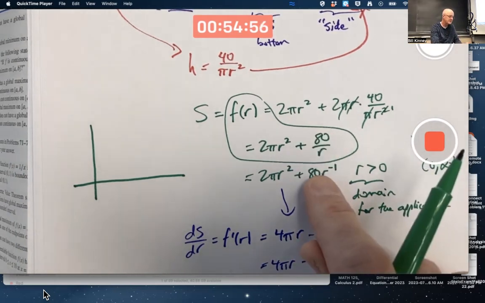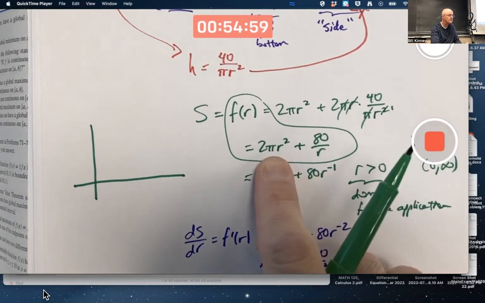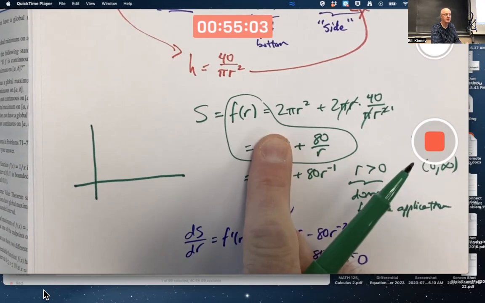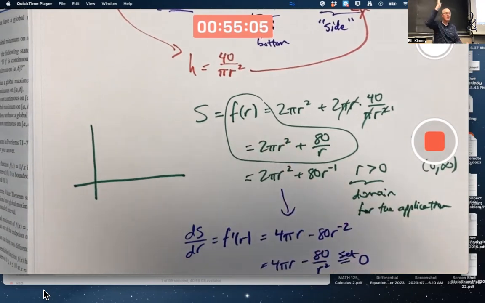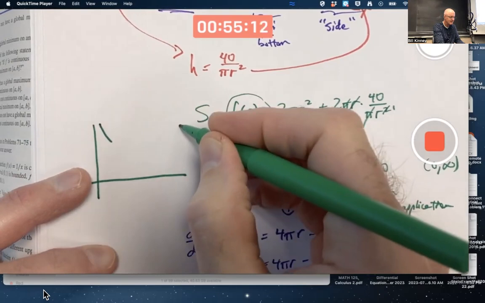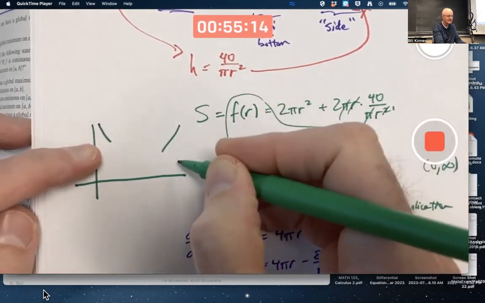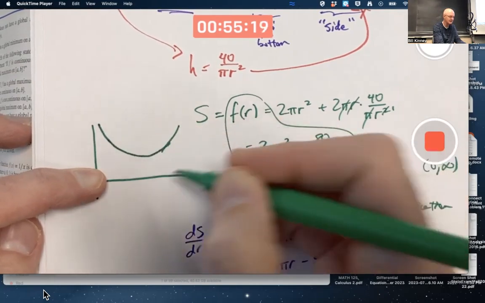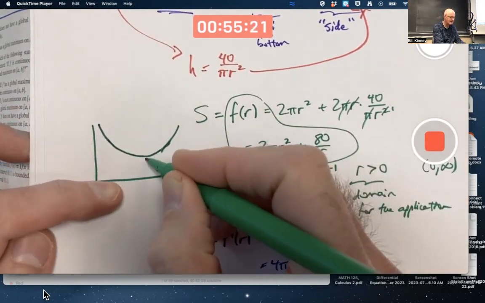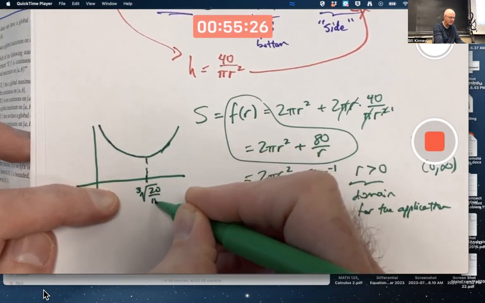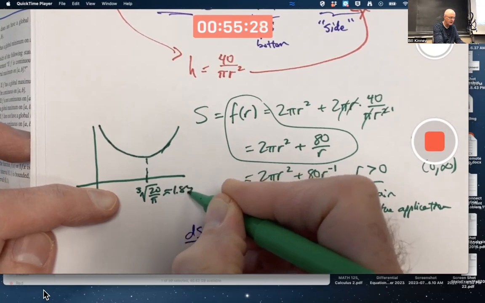When r is small, close to 0, that's small. And this is large. The function acts like 80 over r when r is close to 0, which has a vertical asymptote at r equals 0, comes down like that. Add those two functions. Looks like this at the extreme. In between, it's going to have a min somewhere. And we know the min we found to be at cube root of 20 over pi, about 1.853.